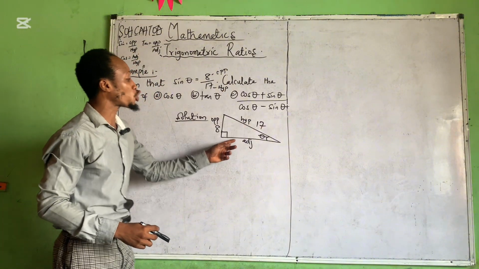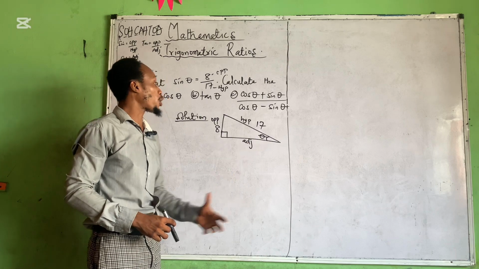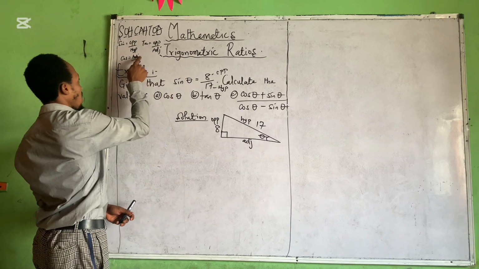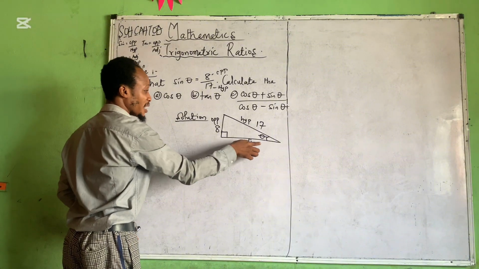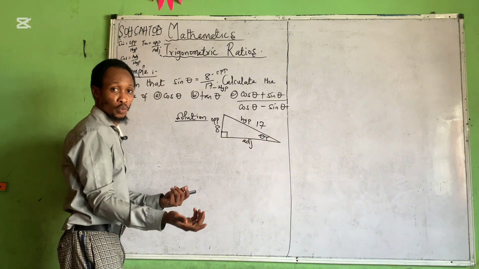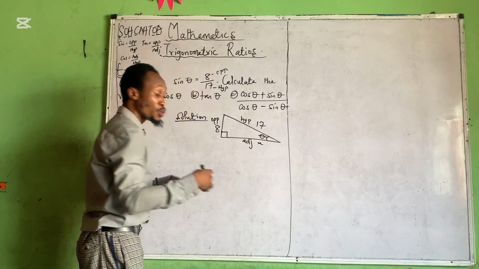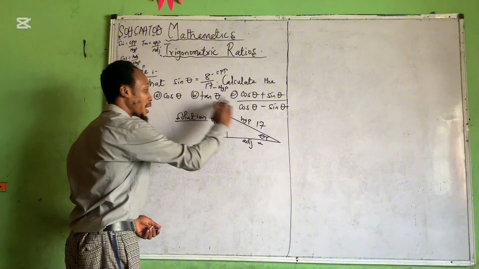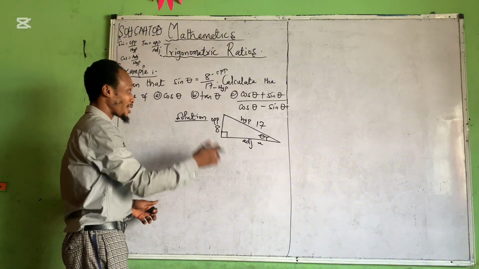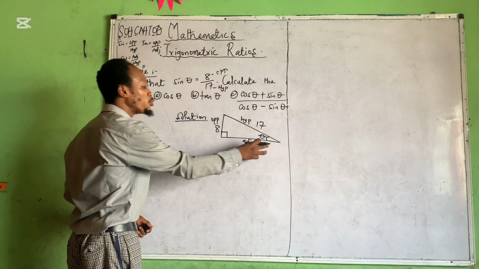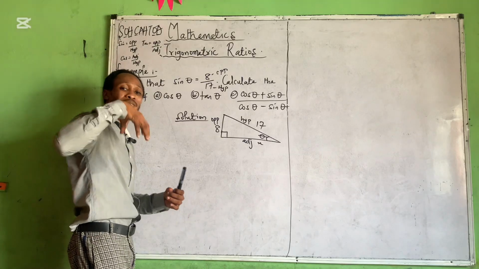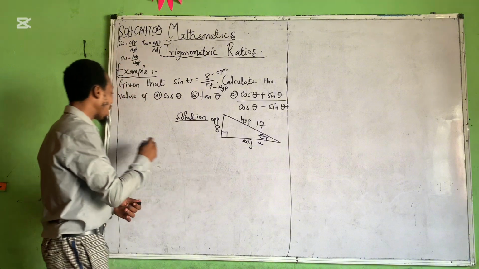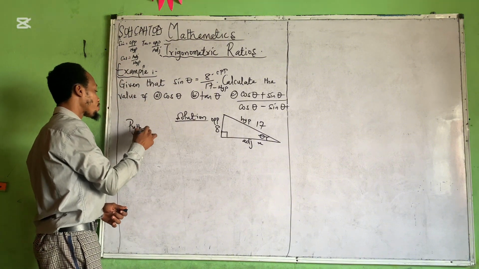Now, to get the third side, because there's no way we can get cos theta without it. They say we should find cos theta. Cos theta means adjacent over hypotenuse. This place we don't know, so we can name it x. We need to get all the sides on ground before we can start solving what we have been given. And to get the third side of a right angle triangle, you introduce what we call Pythagoras theorem.